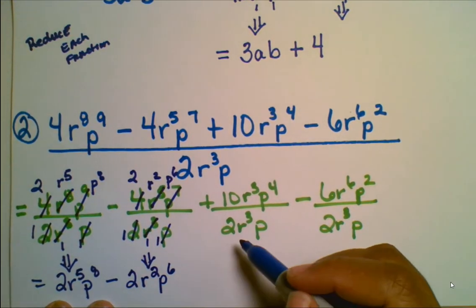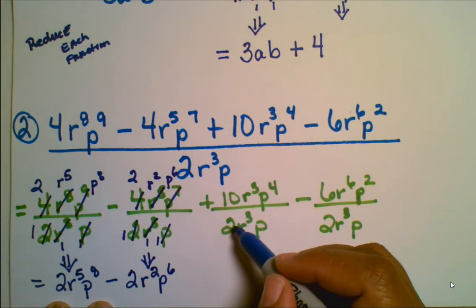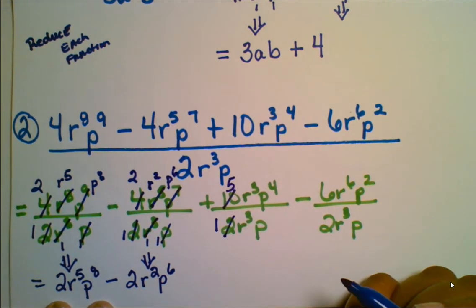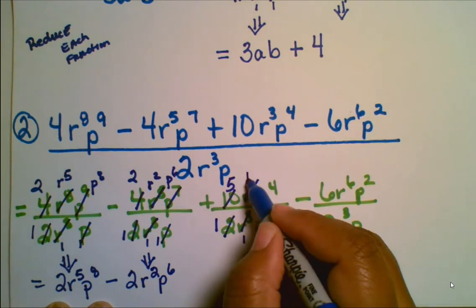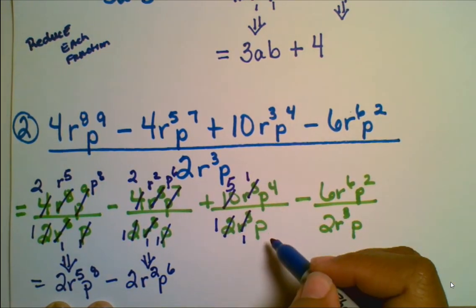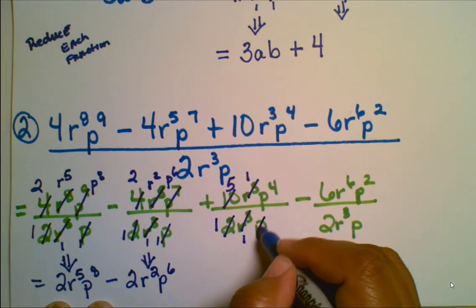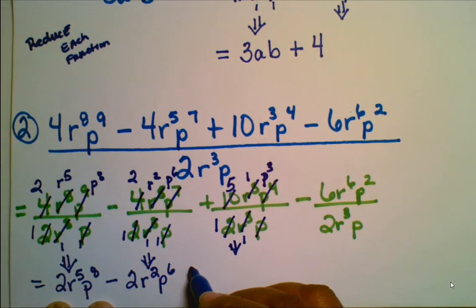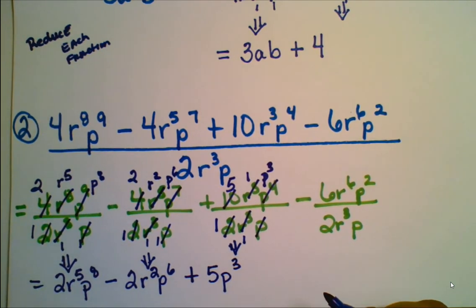Third term, 10 divided by 2. We can divide a 2 out of the numerator and denominator. 2 goes into 2 once, 2 goes into 10 5 times. Our r cubed, they're going to reduce to 1. They divide out. But our base p, where do you have the greatest amount of p's? In the numerator. So we're going to subtract a p from p to the 4th. We have p cubed. So that third term is plus 5p cubed.